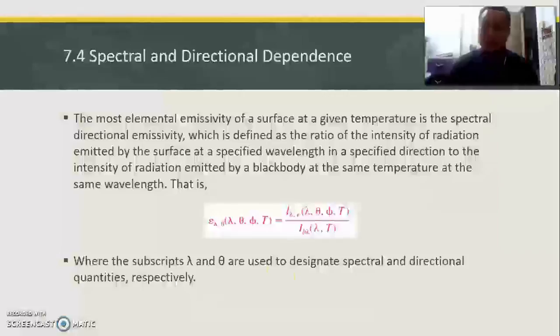The most elemental emissivity of a surface at a given temperature is the spectral directional emissivity, which is defined as the ratio of the intensity of radiation emitted by the surface at a specified wavelength in a specified direction to the intensity of radiation emitted by a black body at the same temperature. That is the formula, where the subscripts lambda and theta are used to designate spectral and directional quantities, respectively.